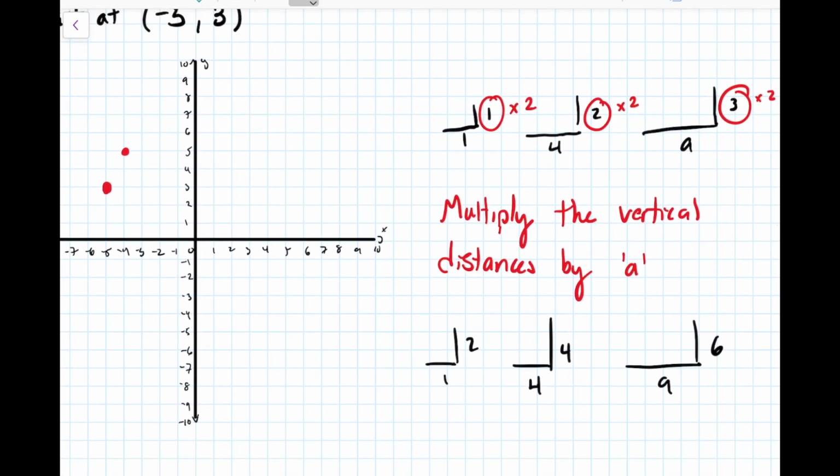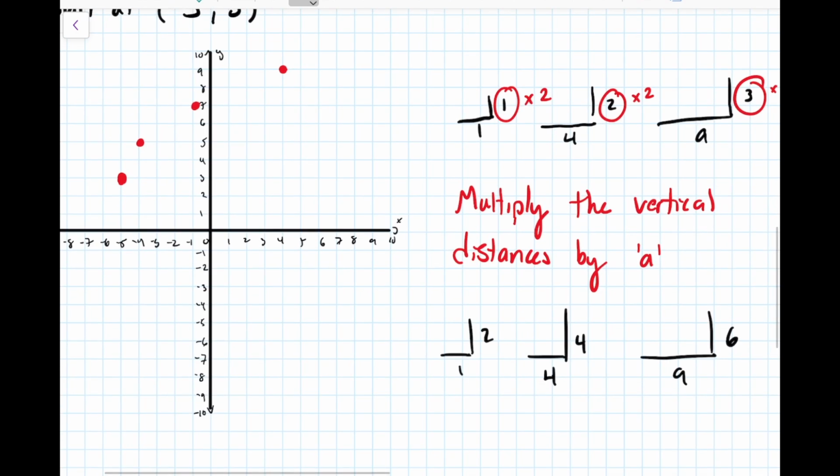So we're going to go back to our point and just do all those points. Over 1, up 2 puts me there. Over 4, up 4 puts me here. And over 9 and up 6 puts me up there. And so those are our points. We'll draw a curve through them as best we can. And so we're going to end up with something that looks like this. And there we are. So there is our radical function.